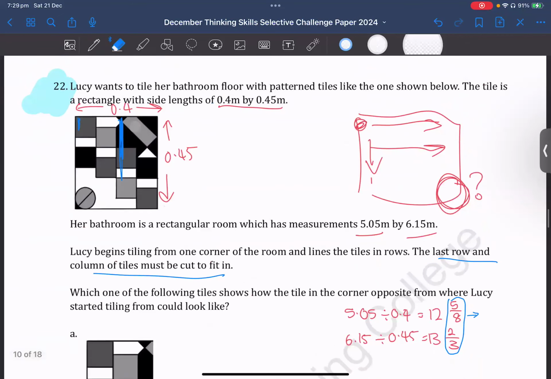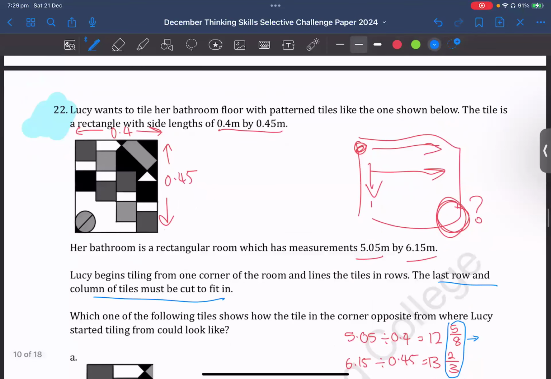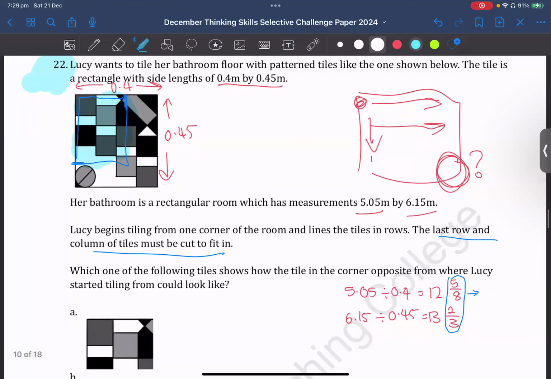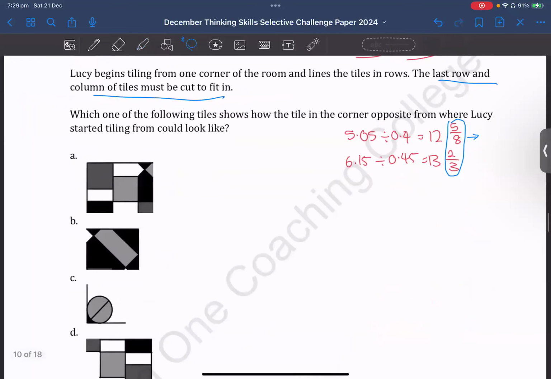Okay. So just keeping in mind that 5/8 is going to be somewhere slightly past halfway, and 2/3 is going to be something like this. So really, we're looking for something that looks like that, what I've highlighted in blue there. Now, hang on, let me just highlight it as well. Okay, I hope you can see that. And the key thing is, we're just going to look through and see what we have.